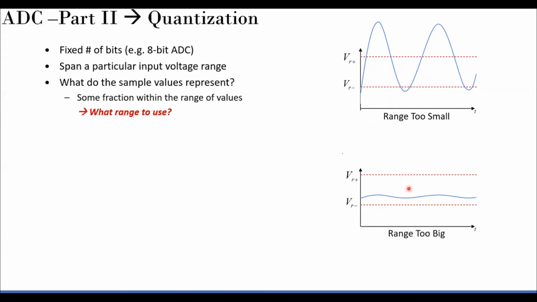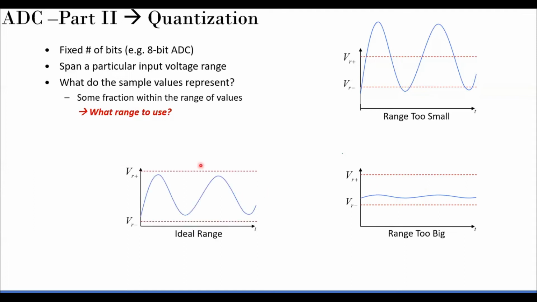Much higher range? No, because in this case the range is not a problem, the span is not a problem, but then you are going to divide VR minus to VR plus into, let's say, 2 raised to 8 levels. These regions are completely wasted because your signal is only restricted to this small region. That's also not correct. This is sort of an ideal fit.